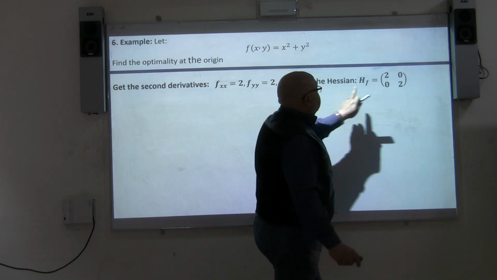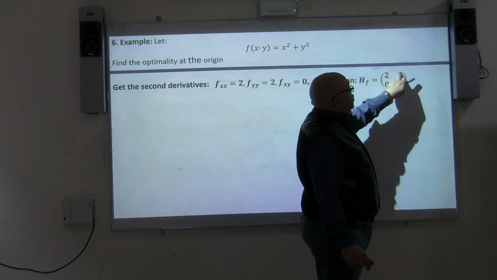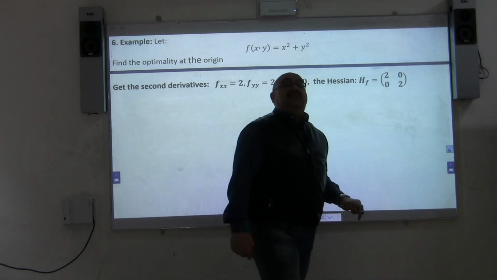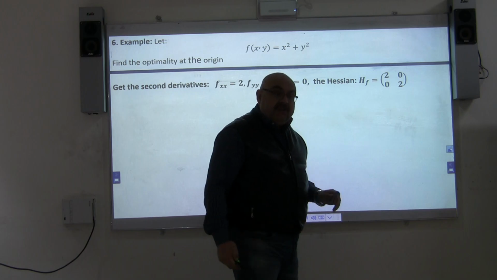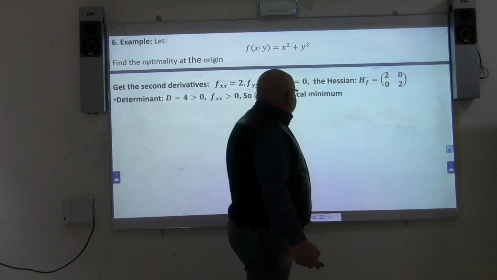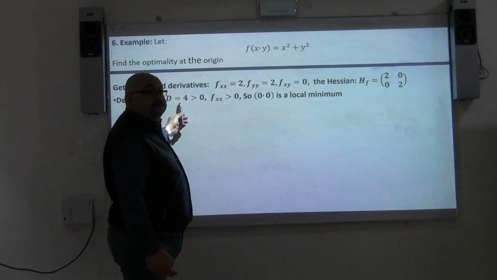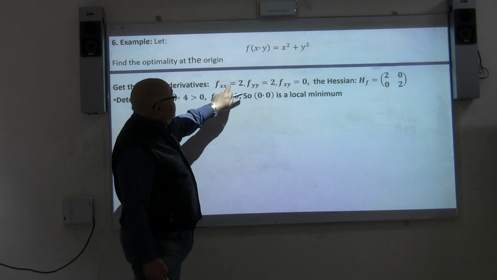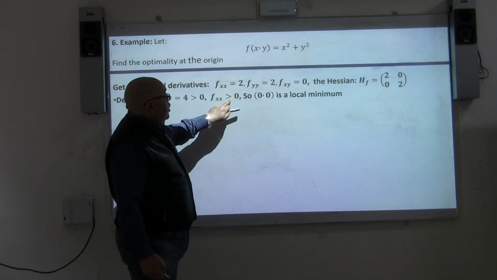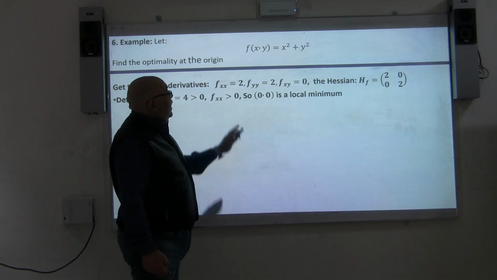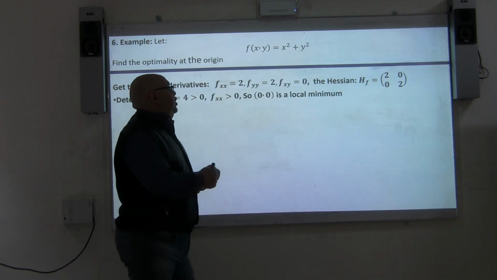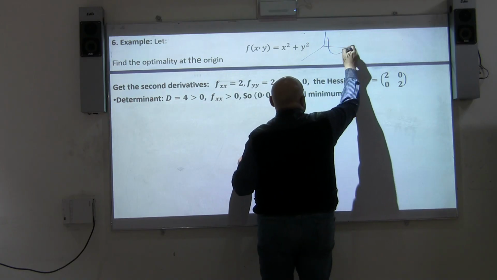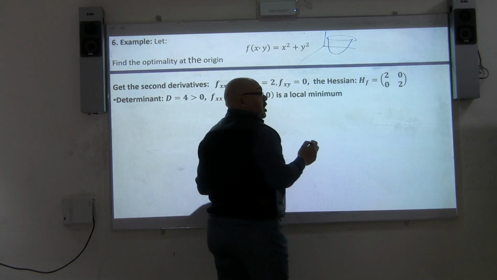The Hessian matrix is fxx, fxy, fyx, fyy, and that's the shape. Let's evaluate d, the determinant of this matrix, which is going to be 4, which means that d is greater than 0, so it's positive. Also f of xx equals 2, which is greater than 0. So from all of this, it's a local minimum. And that's really the shape of this function. If you look at the shape of this function in x, y, and z, it will represent a paraboloid.